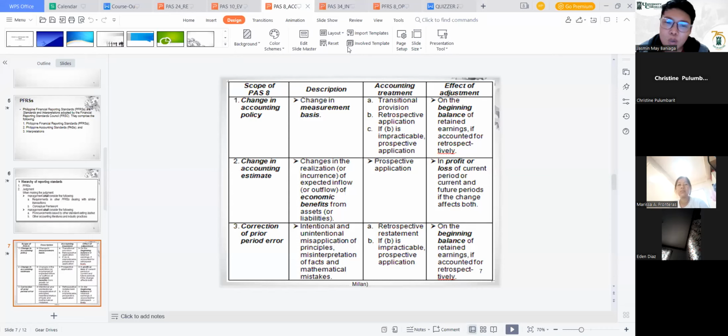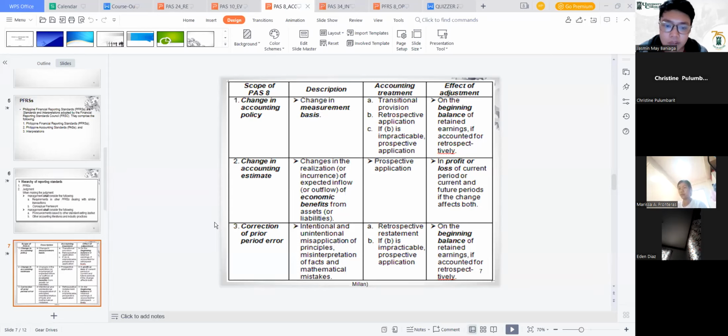Ano daw ulit yun? Yung policy kasi P, letter P as in Papa. Hindi ko sinasama sa letter P. Hindi ko pinipair sa letter P. Therefore, kung hindi siya P, siya yung retrospective. Therefore, kung si change in accounting estimate yun, siya na ang ka-pair ni prospective application. Just a side note for that one. Siguro yung iba may ways of remembering such.